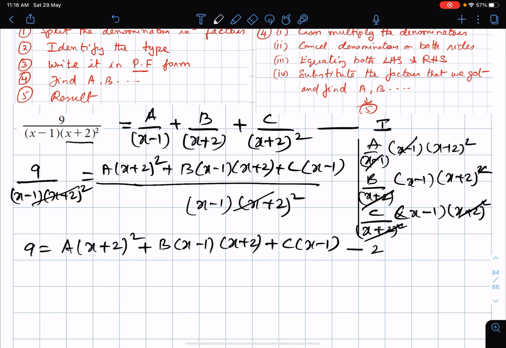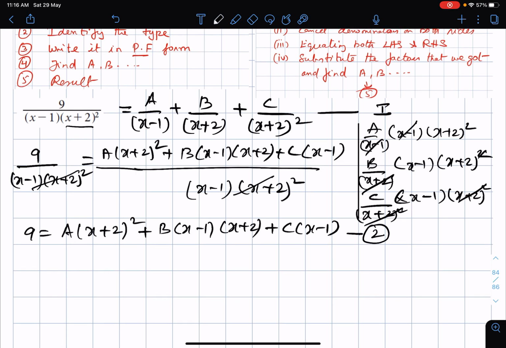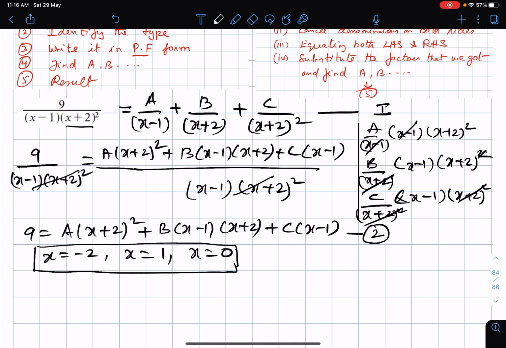So this is going to be our equation 2, and here we have got two factors. When you get two factors, you put 0 as the third value. So what are our values? x equal to minus 2, x equal to 1 and x equal to 0. These three values you are going to substitute in 2.